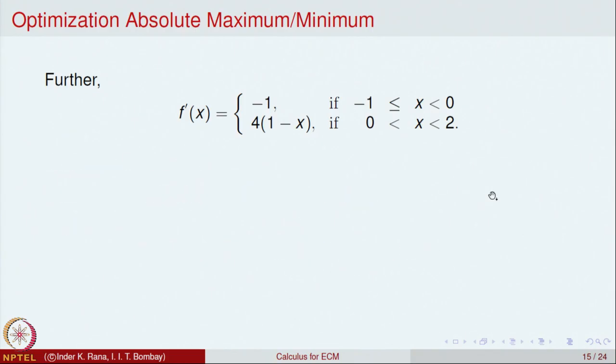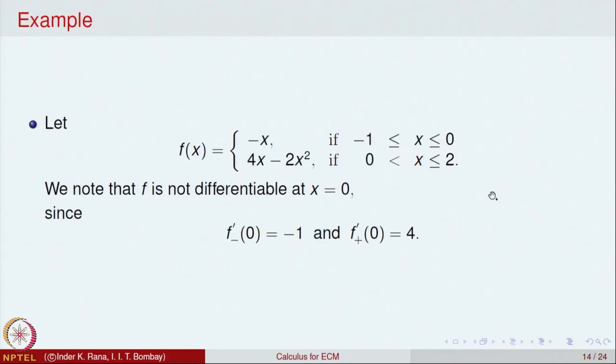So, let us go back and look at the function. The function was this. At the point -1 the value is 1. At the point 2, you put x equal to 2 in this: 4 into 2 is 8, minus 8, that value is equal to 0. In between, at the point 1 the value is 4 minus 2, that is 2, and at the point 0 the value is 0.